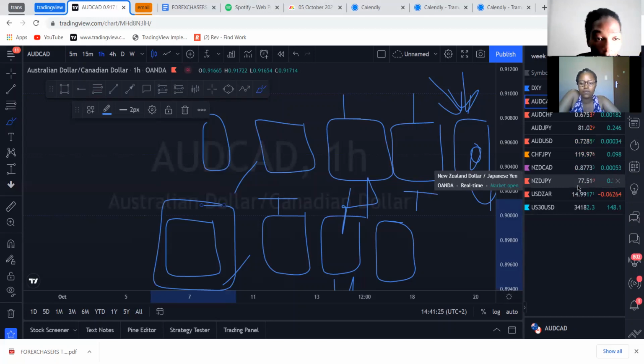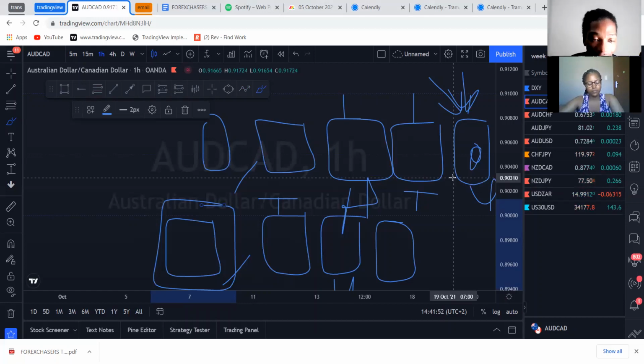That means it's 77.51 pips. So we're only considering the first and the second digit after the comma for JPY pairs. For any other pair, it's the third and the fourth digit that are the pip values we're concentrating on. Like AUDCHF is 0.6753, so I know that it's 53 pips up from 67.00 or 6700.